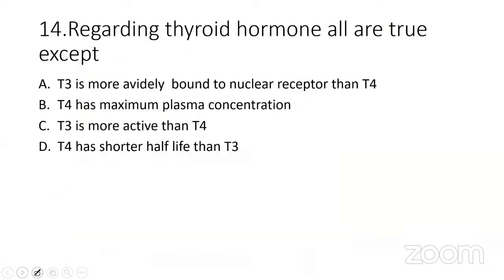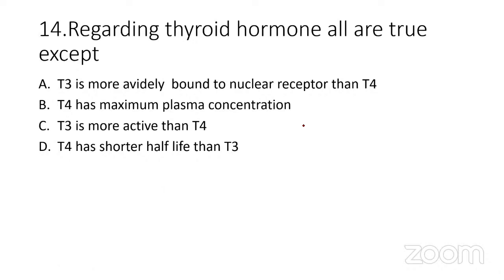Regarding thyroid hormone, all are true except: option A, T3 is more avidly bound to nuclear receptor than T4. Option B, T4 has maximum plasma concentration. Option C, T3 is more active than T4. Option D, T4 has a shorter half-life than T3.